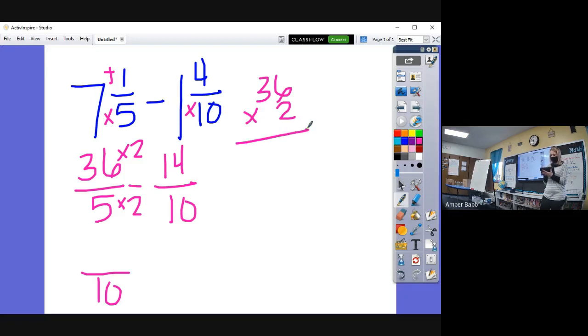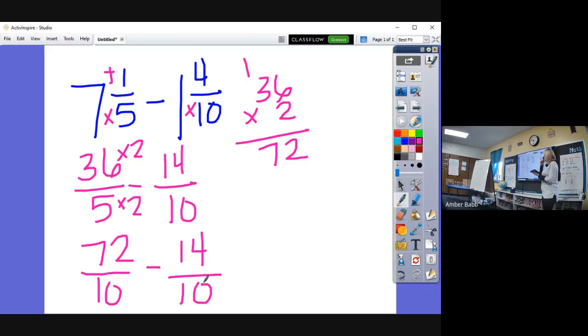6 times 2 is 12. 3 times 2 is 6 plus 1 is 72. So this one becomes 72 tenths minus 14 tenths. Is that an easier problem than what some of you ended up with when you butterflied? When you butterflied, you got really big numbers, like 360 minus something, which is really big, and then you had a big thing to reduce. I'm still going to have to reduce, but it's going to be much smaller. 72 minus 14, actually, when you do the math, turns into 58.